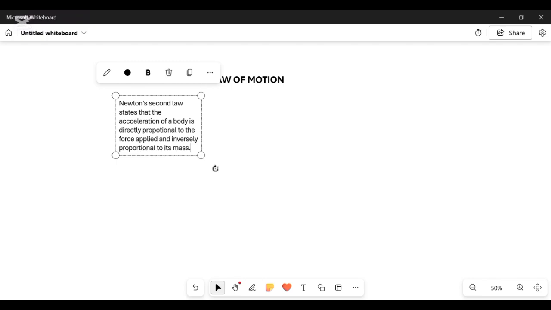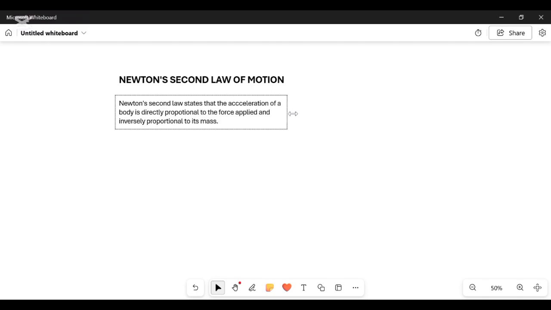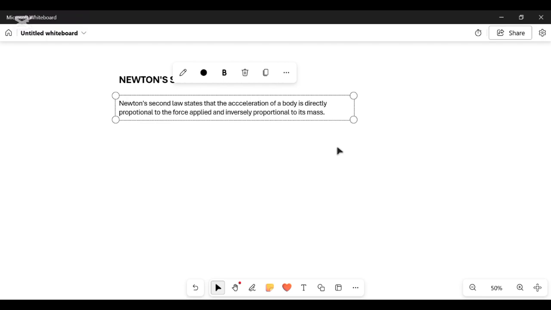Alright, so don't let that big grammar scare you. This simply means that the more force you apply, the faster it accelerates. The heavier the object, that is when there is more mass, the slower it accelerates.